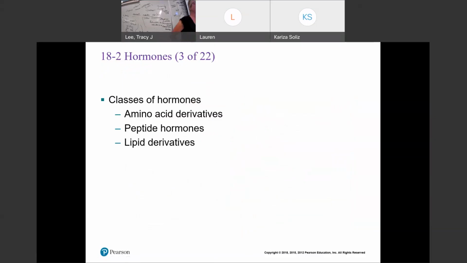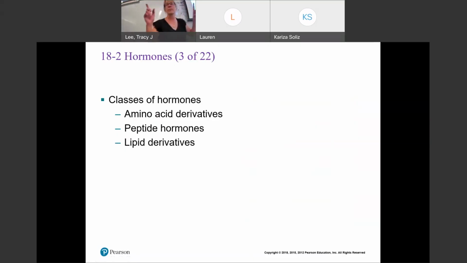All right, classes of hormones. We have amino acid. What are these guys made up of? What kind of hormones are they? What's an amino acid? It's a what? It's a protein. So these are protein-based hormones, or amino acid. What about peptide? What's a peptide? Peptide bonds join amino acids, right? So both of these first two classes are protein-based hormones.